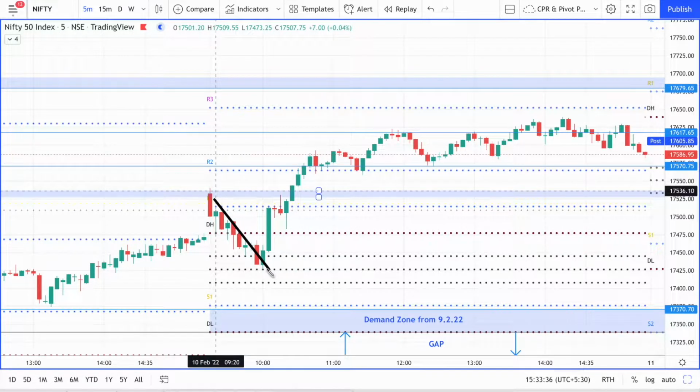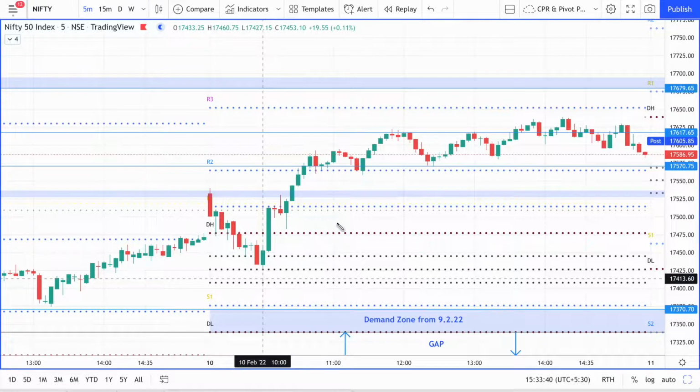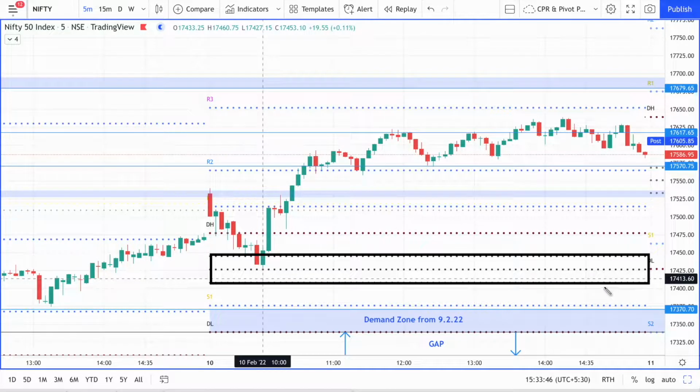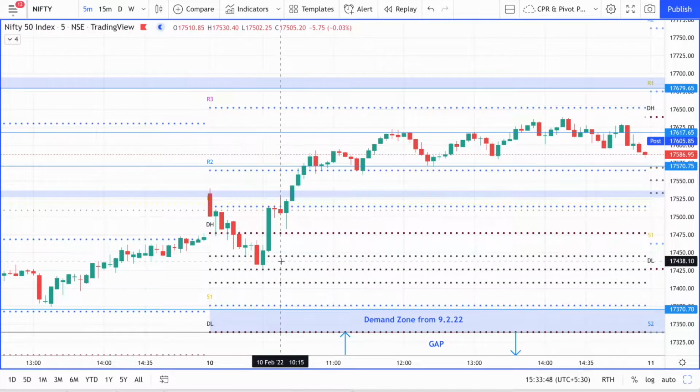Price fell from here to here, and that was till around 10 o'clock, and then you have seen that this was the CPR here, and price at the 10 o'clock candle took support at the CPR and then it bounced, and this green candle was a big green candle. So let us just analyze price action in spite of not having traded today.